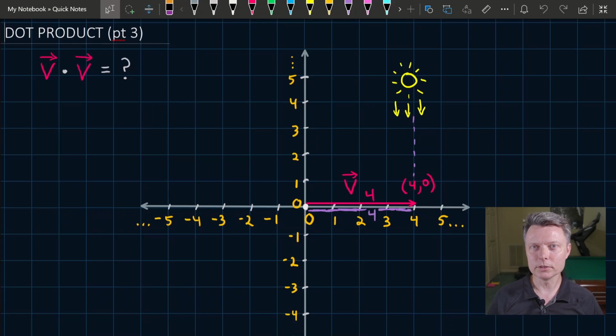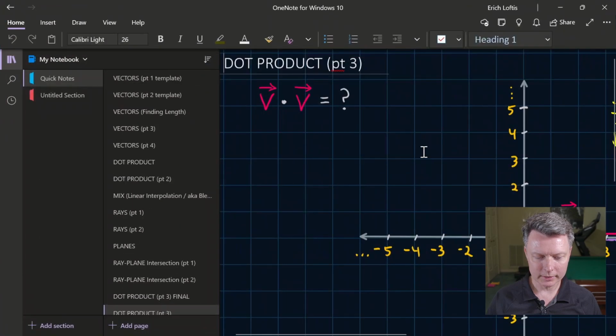On the last episode, we learned that the dot product was one of the ways in linear algebra where you can multiply two vectors together. And let's quickly go back and take a look at how we do the dot product.